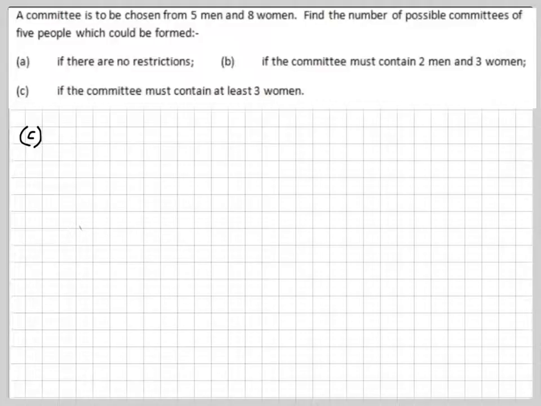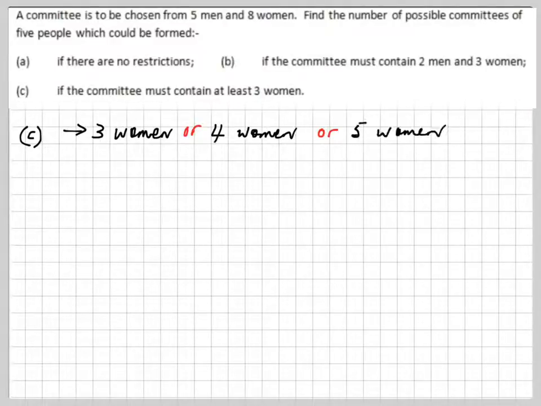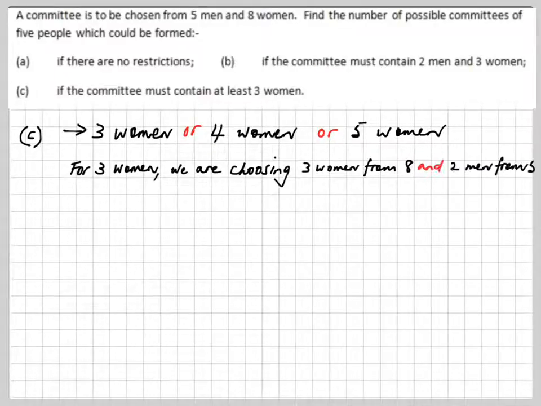Now, this says we have to have at least 3 women, which in my way of thinking, that means 3 or 4 or 5 women. So we work out each of those scenarios individually and then add them up. That's all you do, guys. So for 3 women, we're choosing 3 women from 8, and that means as well 2 men from 5. That gets you the total committee size. So what's that? 8C3 times 5C2, which comes to 560 ways.